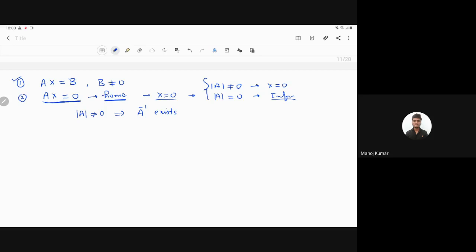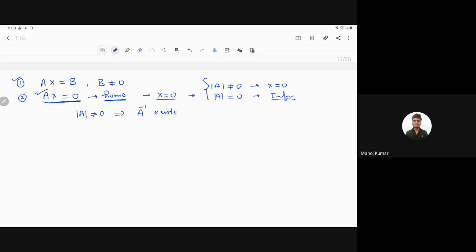And you can see clearly x equal to 0 satisfies it. If you put x equal to 0 in Ax, you are getting 0. Remember that it is a null matrix. So x equal to 0 always satisfies the homogeneous system. It is the trivial solution. What about other solutions?